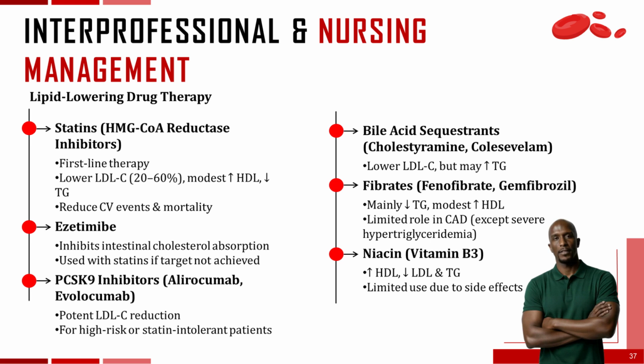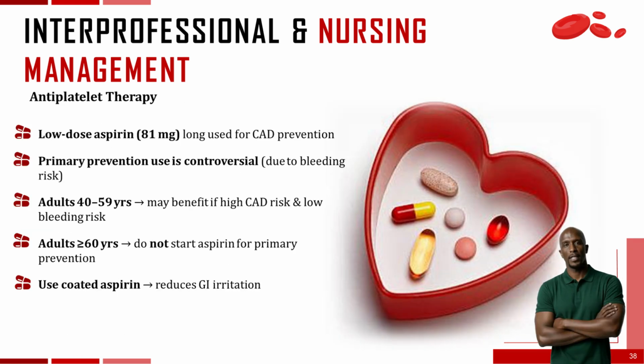due to side effects. Antiplatelet therapy, particularly low-dose aspirin 81 milligrams, has been a cornerstone in coronary artery disease prevention. While beneficial for adults aged 40 to 59 with high coronary artery disease risk and low bleeding risk, its primary prevention use is controversial due to bleeding risks. For adults age 60 and above, starting aspirin for primary prevention is not recommended.